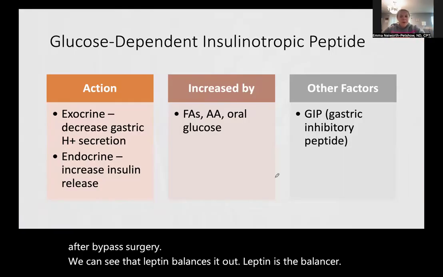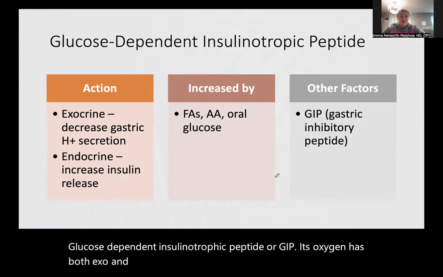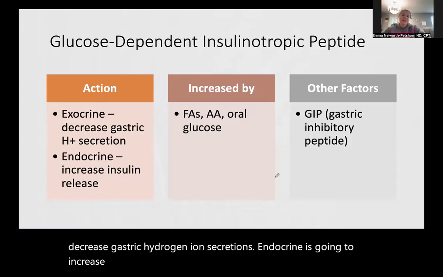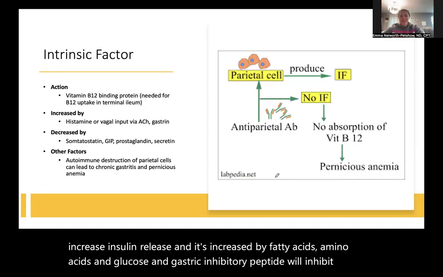Glucose-dependent insulinotropic peptide, or GIP, has both exocrine and endocrine function. Exocrine-wise, it's going to decrease gastric hydrogen ion secretions. Endocrine, it's going to increase insulin release. And it's increased by fatty acids, amino acids, and glucose. And gastric inhibitory peptide will inhibit or control this substance.